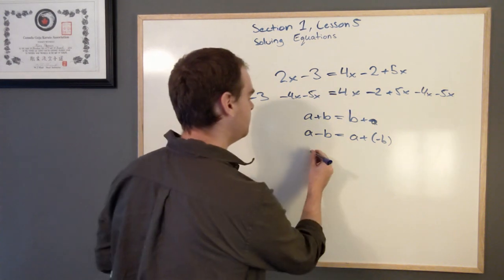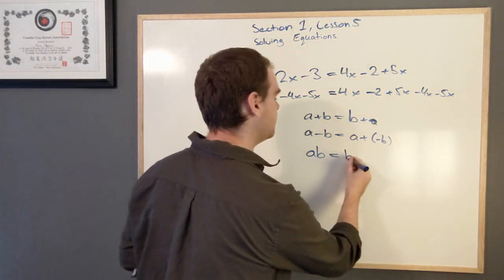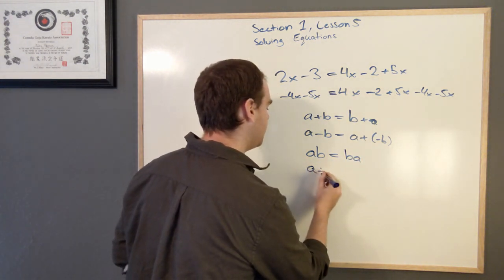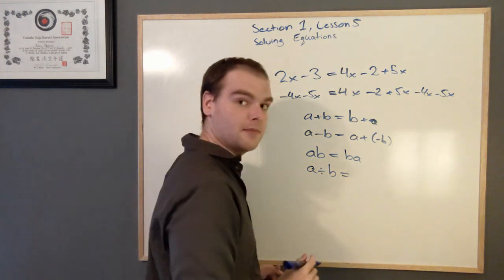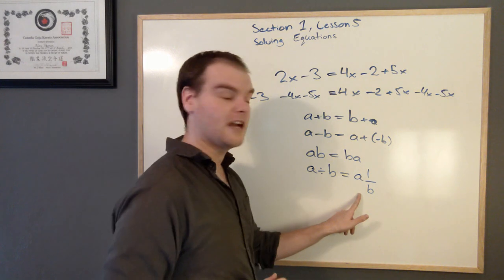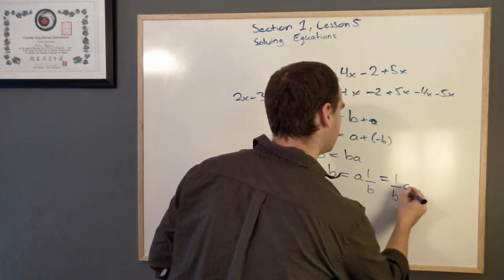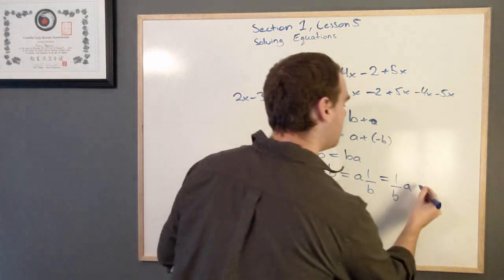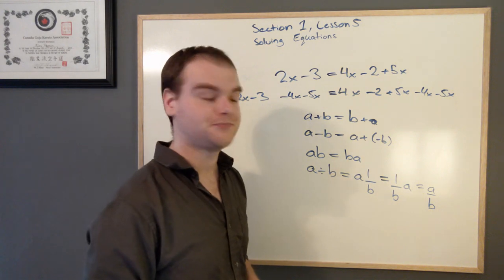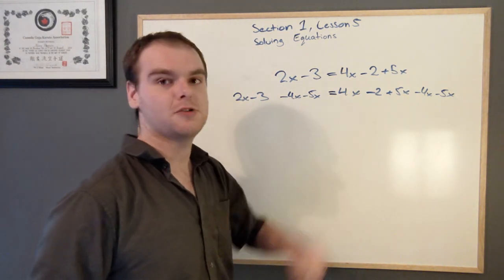The same thing is true for multiplication. If I have AB, that's the same as BA. And if I have A divided by B, well, that's the same thing as A times 1 over B. And I can put that on either side, or I can combine it as a fraction. So getting back to the example, we know now that this guy can subtract this guy.